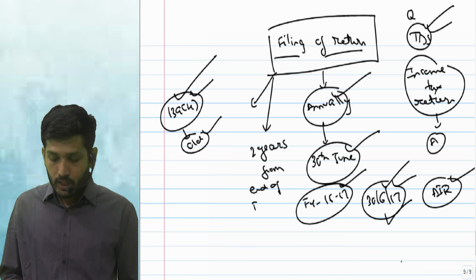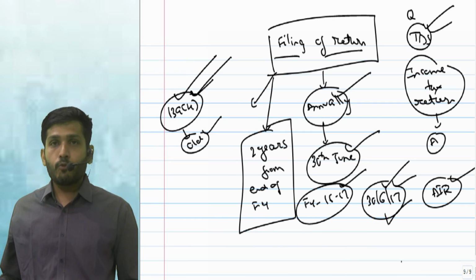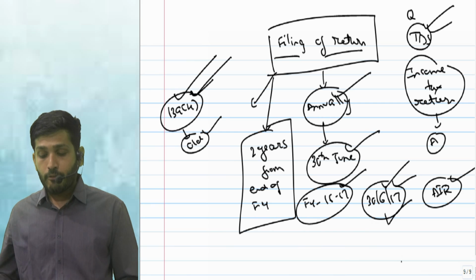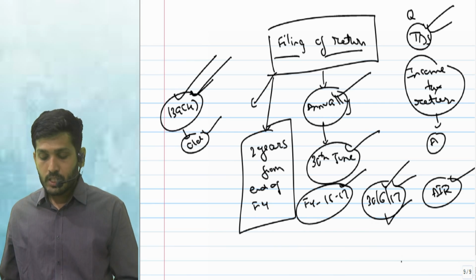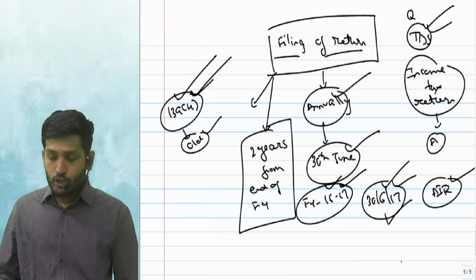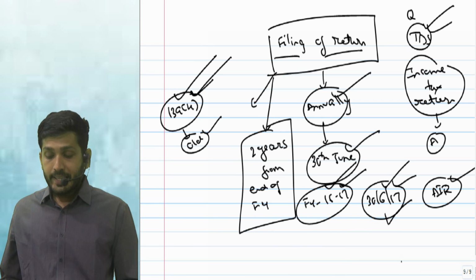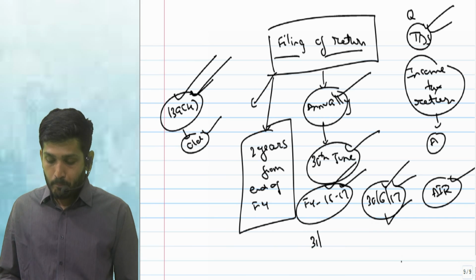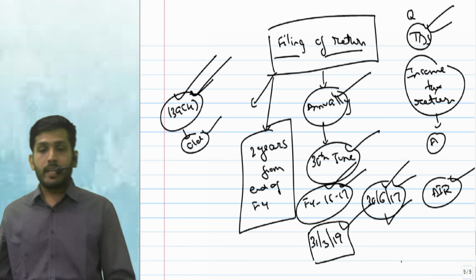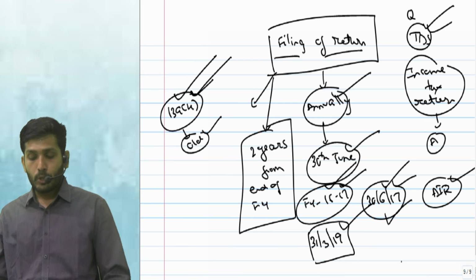Now here we are using the concept of financial year. While talking about 139(4), we say within 1 year from end of relevant assessment year. So the date somewhat comes similar to that. So for financial year 16-17, the last date to file my belated return is going to be 31st March 19. After this, I cannot file even a belated return.